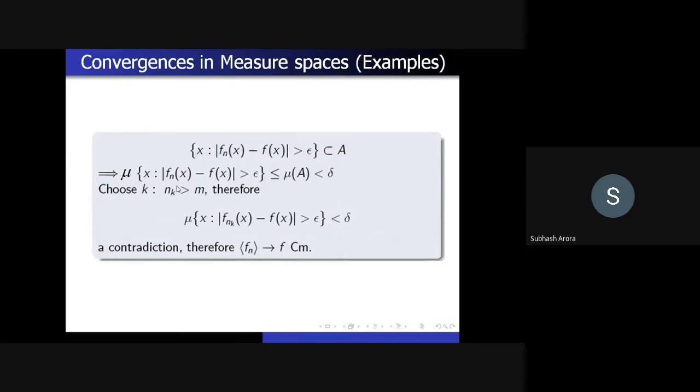Choose k such that n_k becomes greater than M. This is possible because it's a subsequence leading to infinity. Therefore, mu of all x such that |F_{n_k}(x) − F(x)| > epsilon is less than delta, because this would follow from there, a contradiction. Therefore, Fn converges to F in measure. Right?